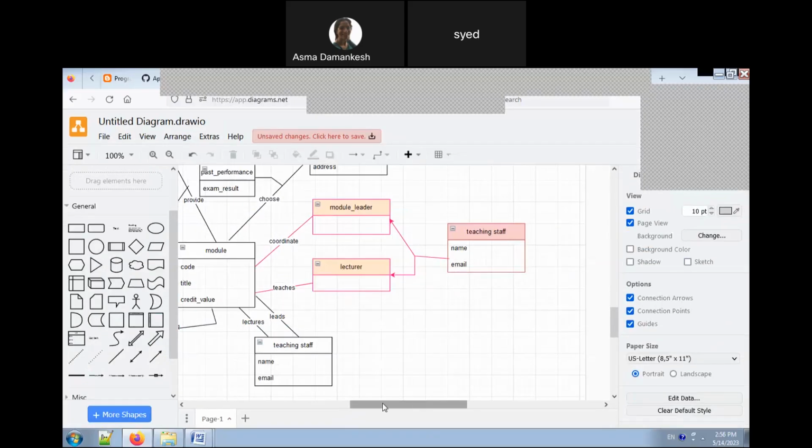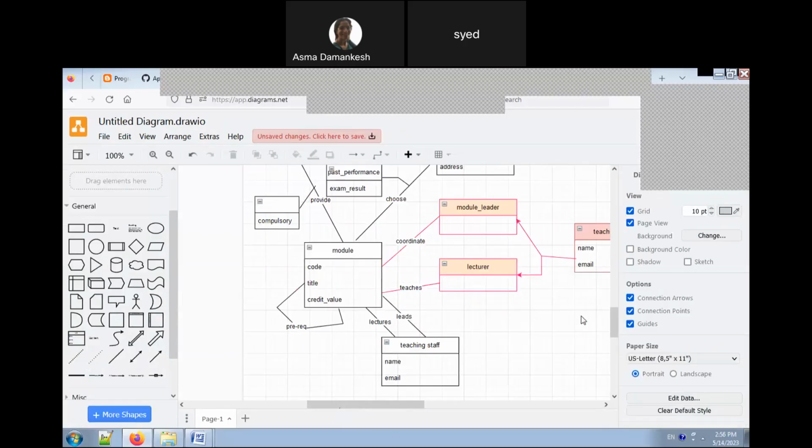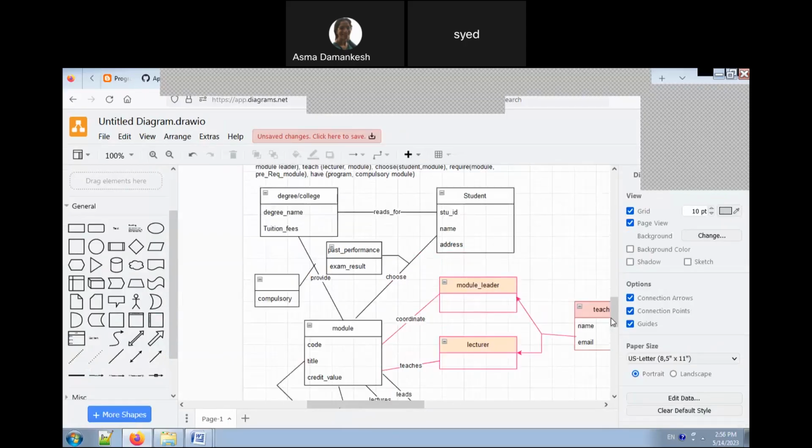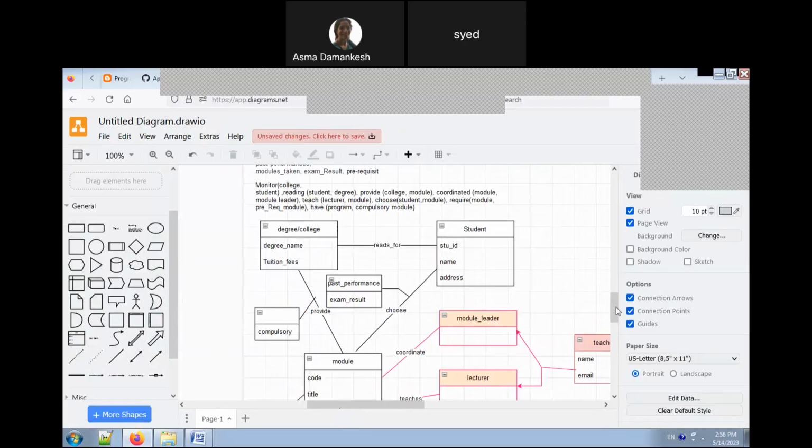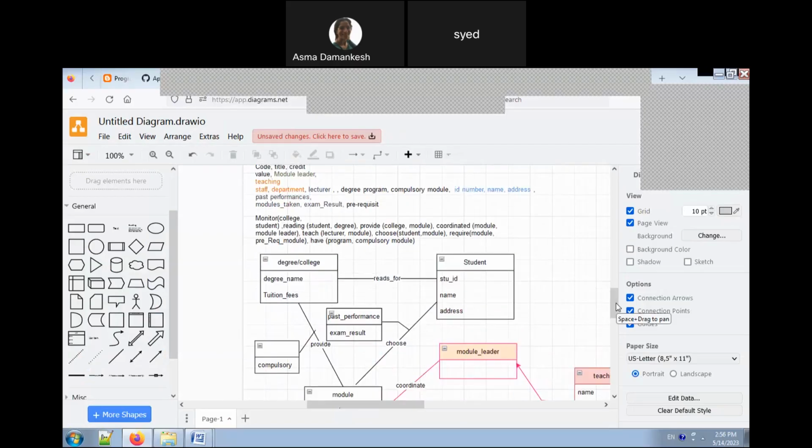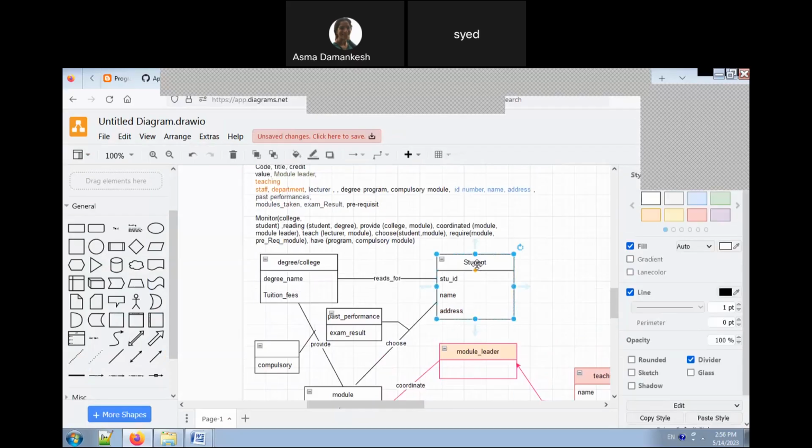There is one thing I want to add, which is not in this diagram, which is a weak entity. Okay, what is a weak entity? A weak entity is an entity that depends on another entity. It's an explanation. It's like an attribute, but has a lot of explanation.